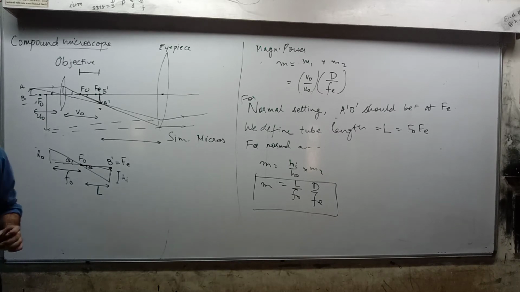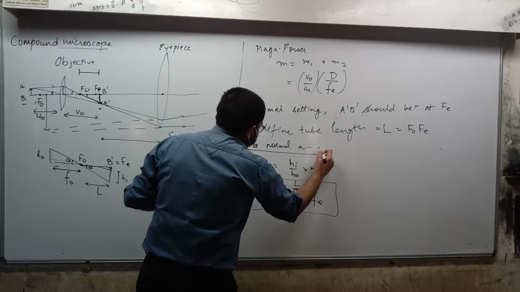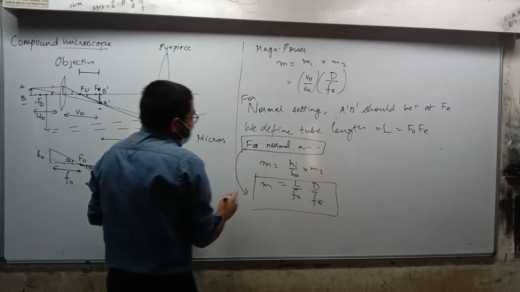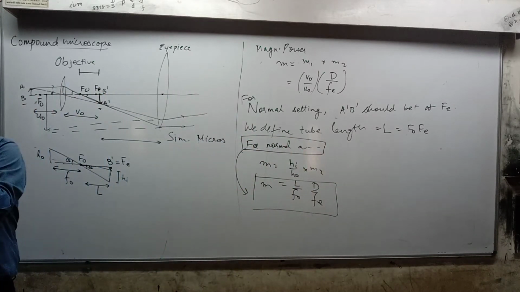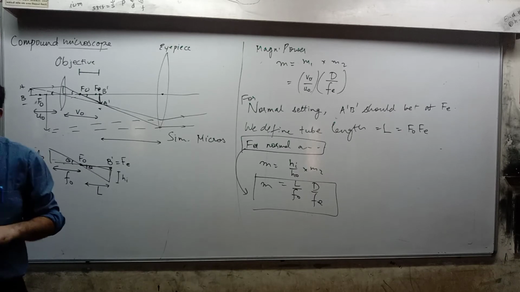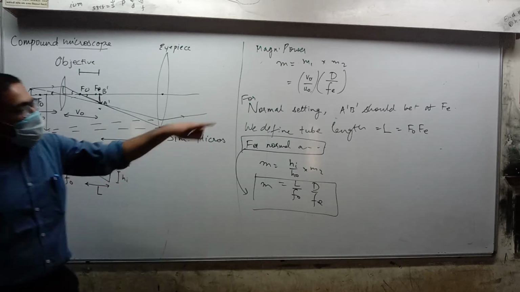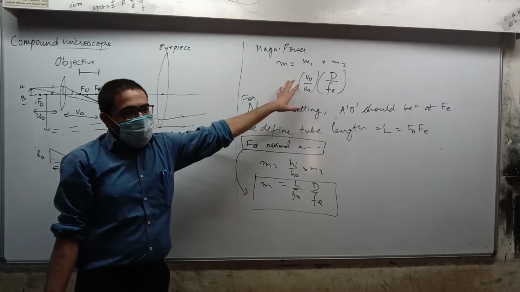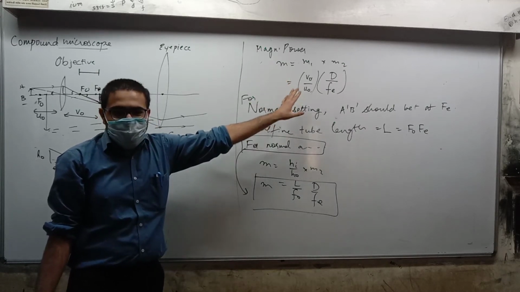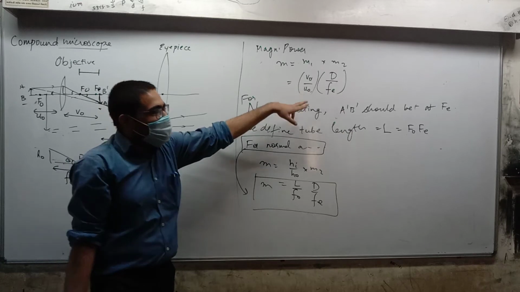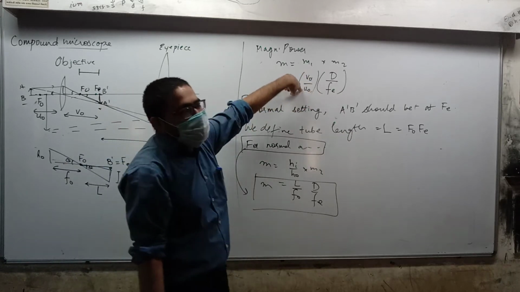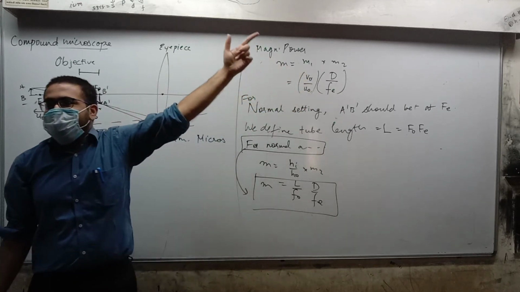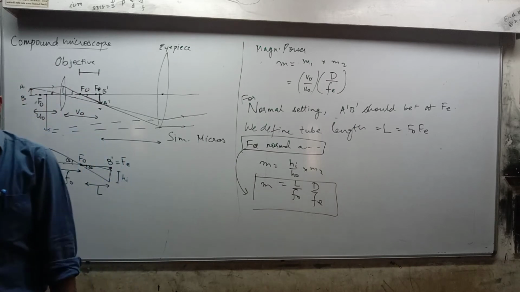Right? But be warned, use this only for normal adjustment. Suppose you don't know whether it is normal adjustment or not, then you have to fall back to the basic formula. This will work every time. But it takes more effort to use because you have to find U and V. Okay?